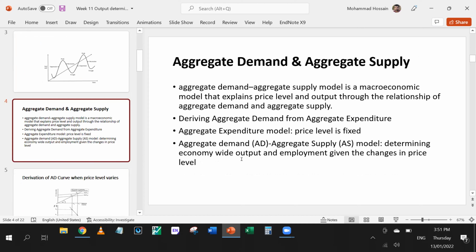So what is the aggregate demand and aggregate supply model? The aggregate demand and aggregate supply model is a macroeconomic model that explains the price level and output through the relationship of aggregate demand and aggregate supply. This is the model that explains the price level and the output through that relationship.